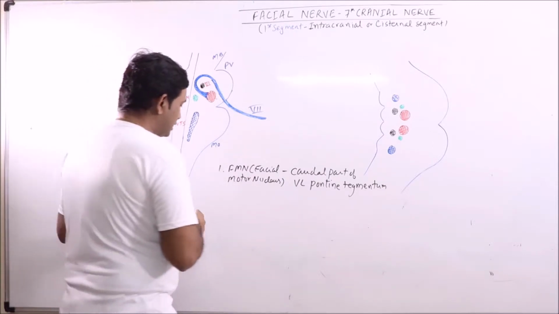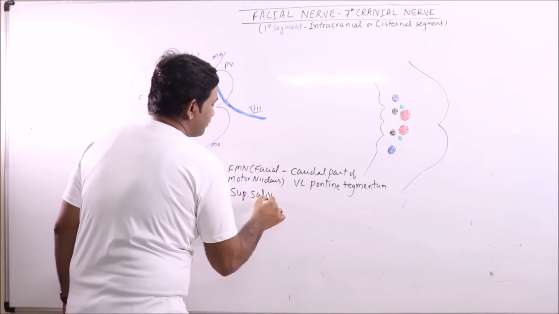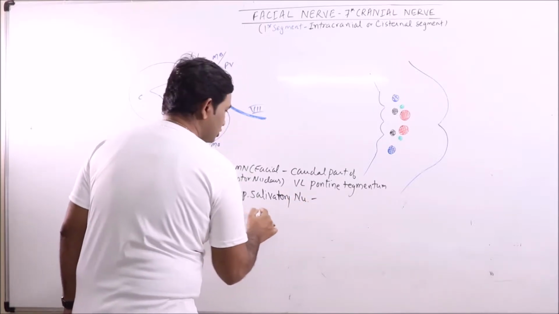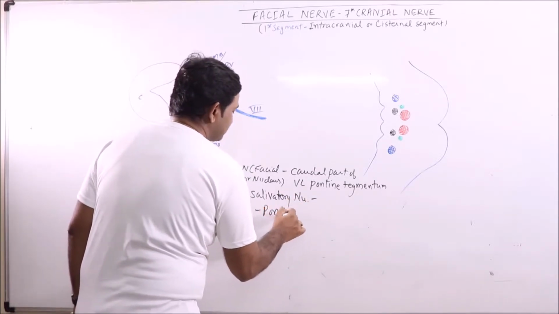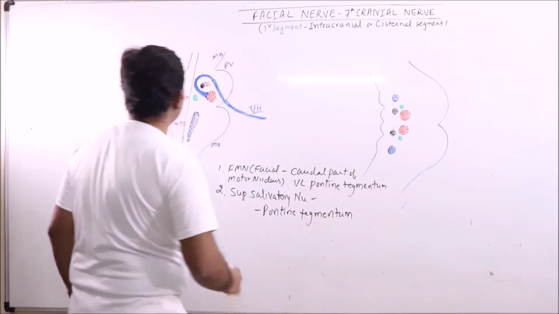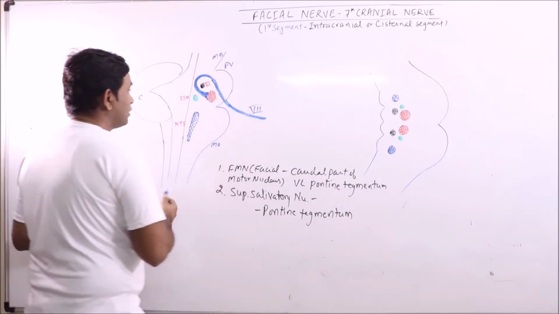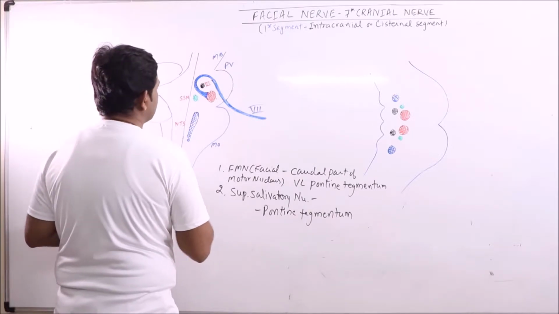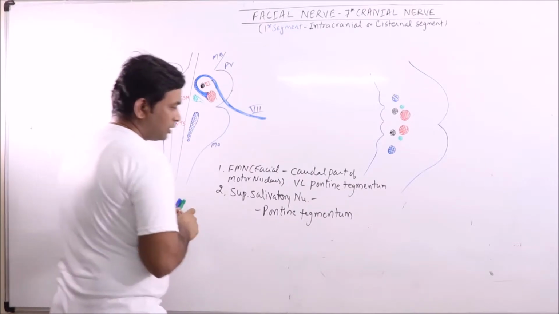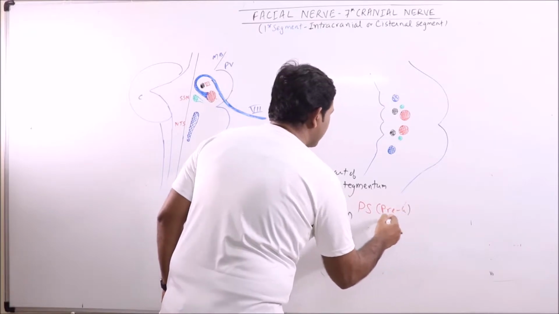Now another one is the superior salivatory nucleus. It also originates from the pontine tegmentum. And it is basically a secretomotor nucleus which gives parasympathetic preganglionic fibers.